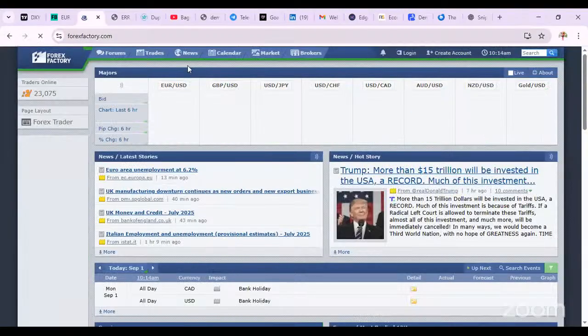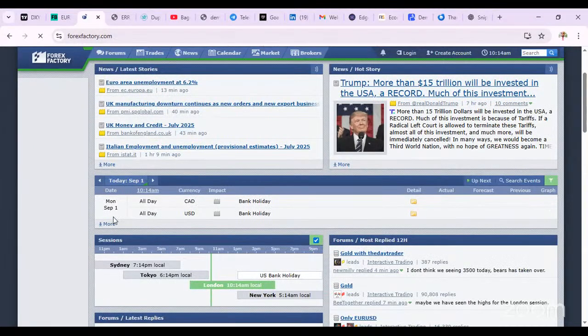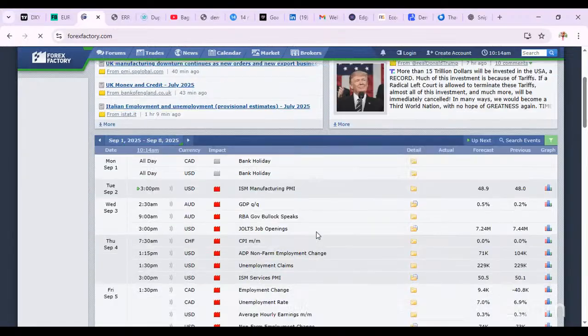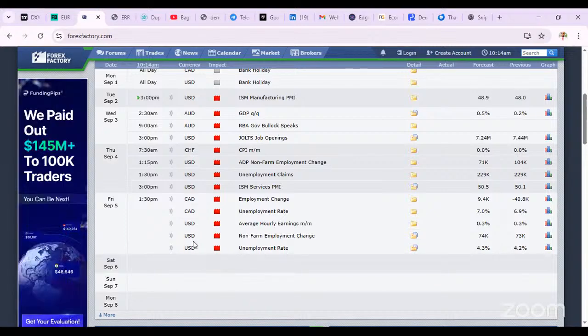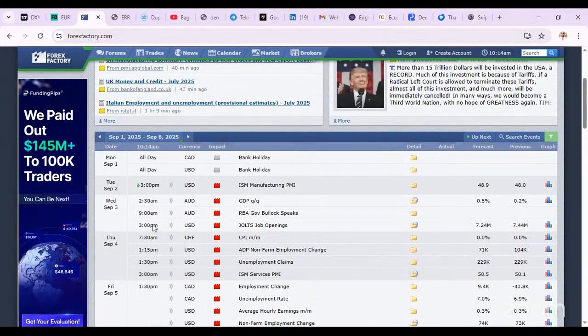Now, this month is going to be a kind of great month for dollar. Today there's a bank holiday though. I think this is the month we are expecting a rate cut. This week, economic data is on Friday. Let's start from Monday: we have bank holiday. Tomorrow at 3 p.m. we have ISM manufacturing. Wednesday we have job openings. Thursday.